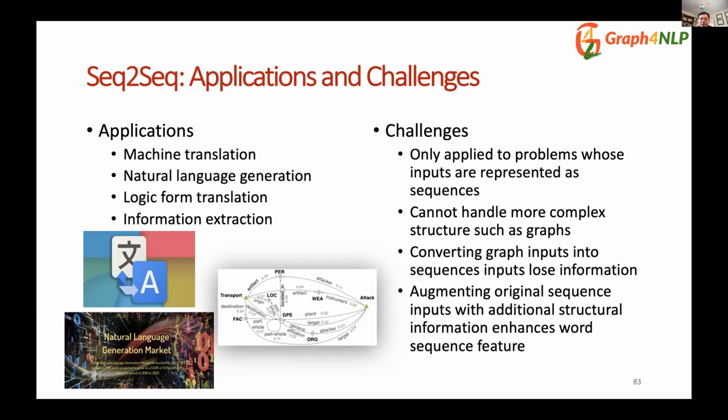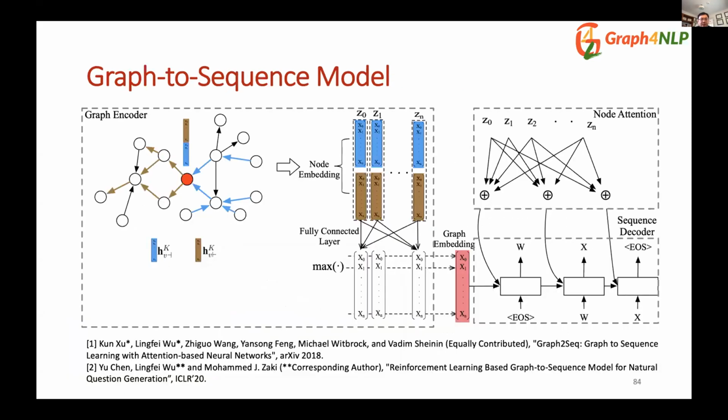Therefore, the sequence model can really deal with this complex structure. And second, if we already have a graph input and we want to use the sequence model, you have to convert the graph input into a sequence. That will definitely lose information. And another possible situation, just as we mentioned, is that there are so many ways to augment the original sequence with additional structure information, and that will definitely enhance the sequence feature. So here we introduce the first model, called the graph to sequence model.